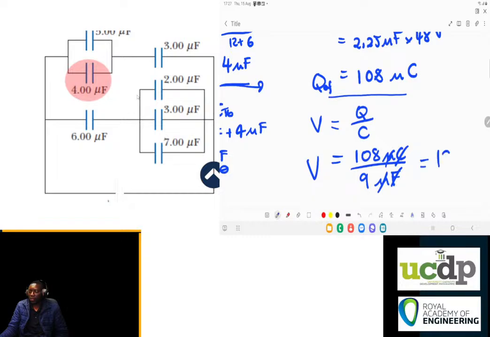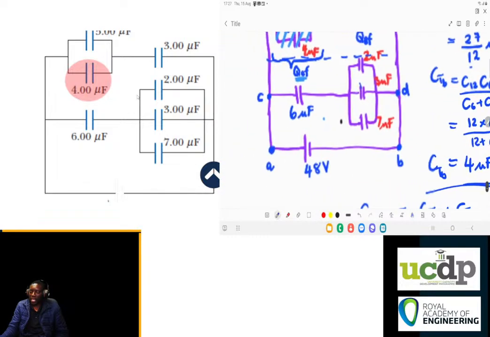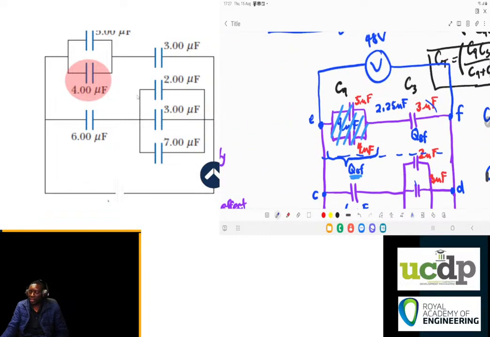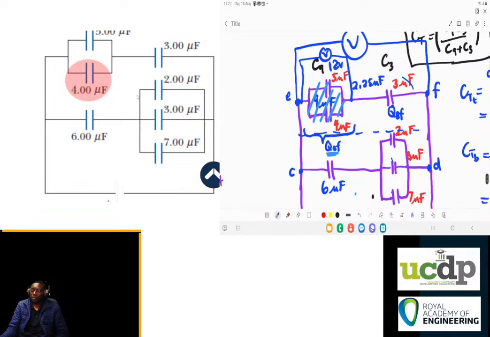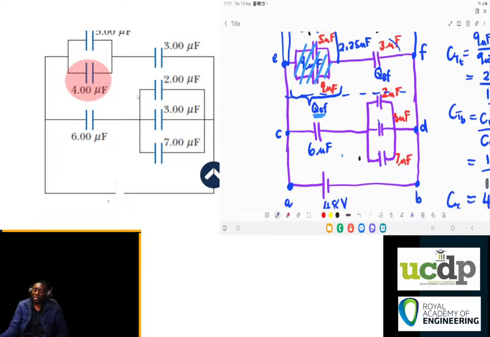12 volts. So the 12 volts is across this effective capacitance. If we measure voltage from that point with a voltmeter there, it measures 12 volts. What's your conclusion? 4 and 5 have the same voltage across them, so they all have 12 volts, right?